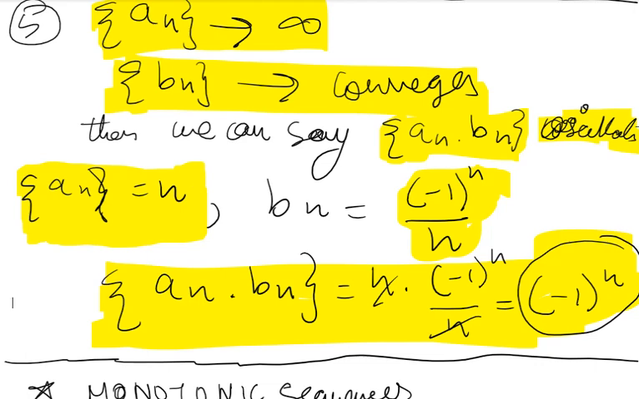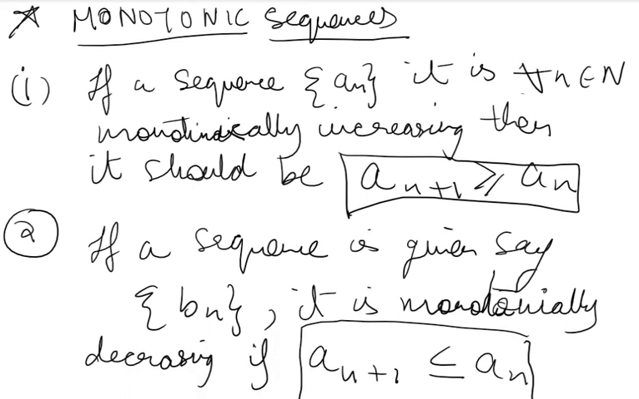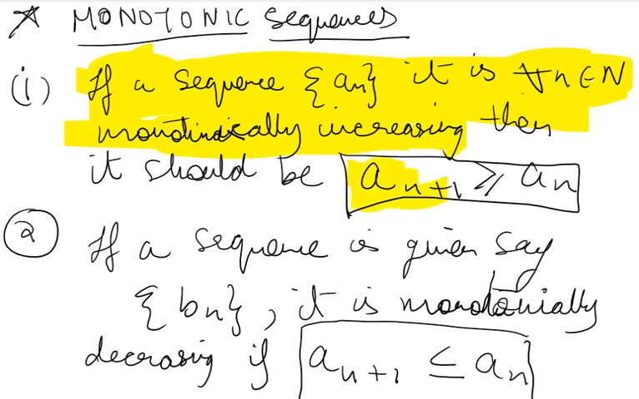Alright, so let us go ahead to the next one, and that is the monotonic type of sequences. Monotonic I already taught you earlier. If I take a sequence an, for all n belonging to natural numbers, it is monotonically increasing when this will happen: an plus 1 will be greater than or equal to an. So how will it happen? It will happen this way.